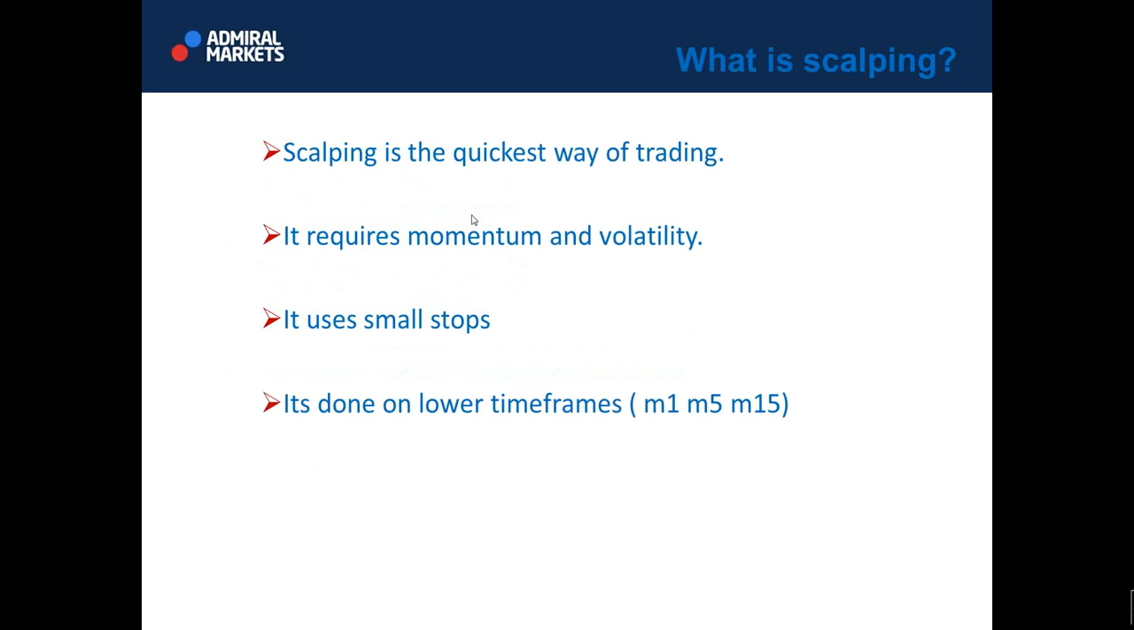Scalping, you probably all know what scalping is. It is the quickest way of trading. There isn't a quicker way to trade than to scalp. Scalping requires momentum and volatility. It uses small stops, and it's done on lower time frames, M1, M5, and M15. So that is basically what scalping is.